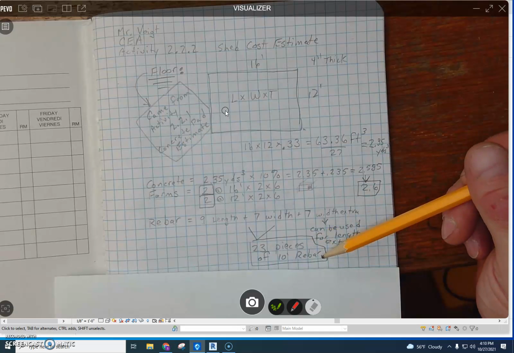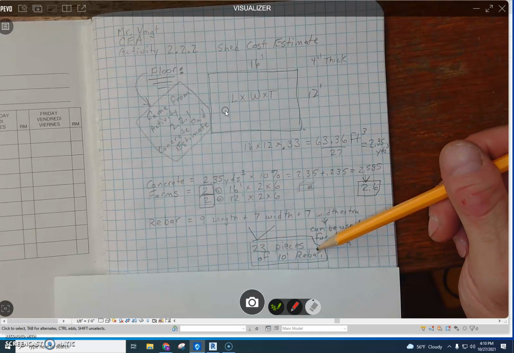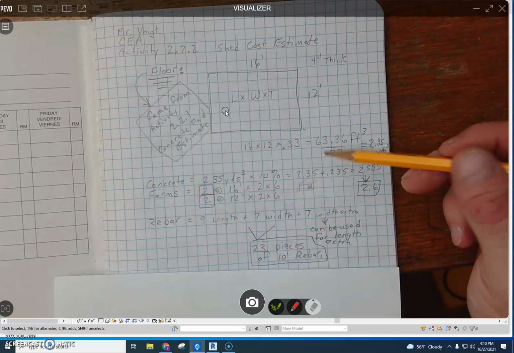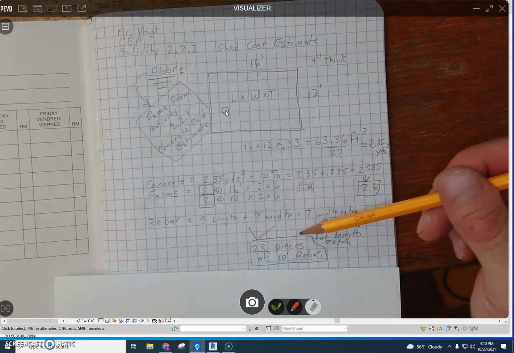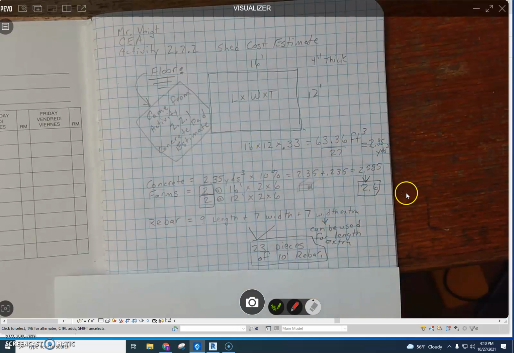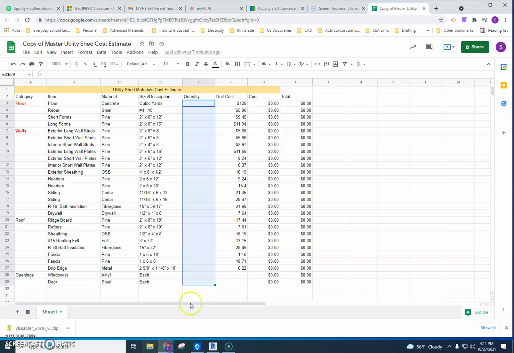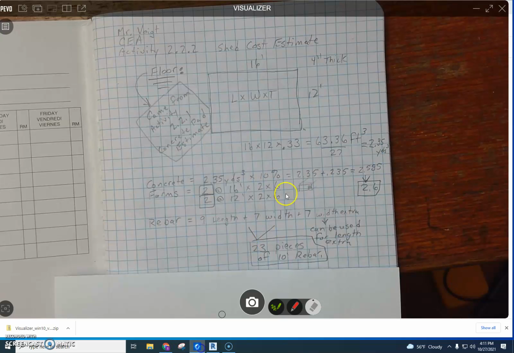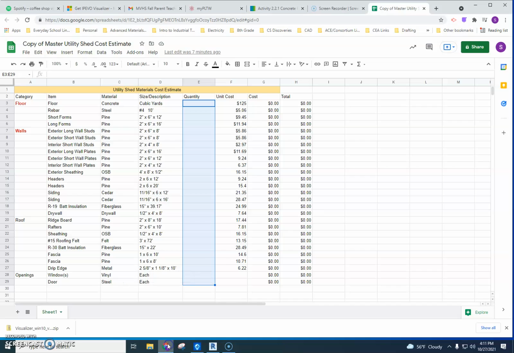That would be another video for us to do. We should have done that in class. But anyway, what's happening here is I'm going to take those numbers that I have right here, and I'm going to type them into this spreadsheet that I've shared with you. I've already put prices in here.